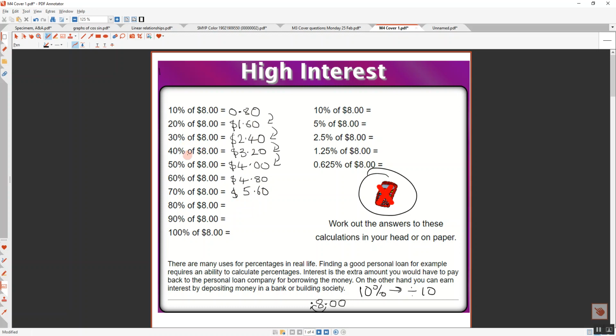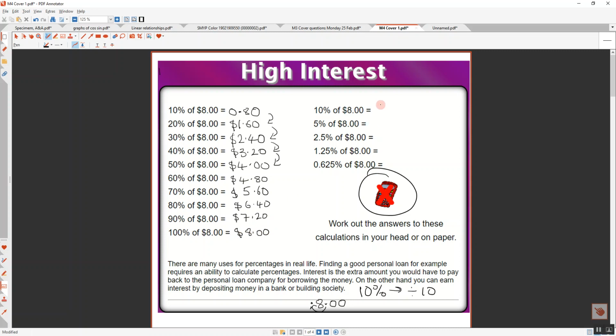80%, well, that's double 40%. So that's $6.40. 90% is 9 times the 80, or you could do 3 times 30. Okay, 3 times 24 is the same as 0.8 times 9, which is $7.20. And 100% of $8, well, it's the full amount, $8.